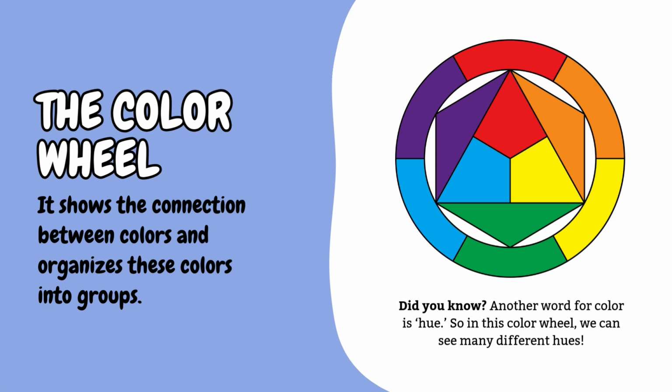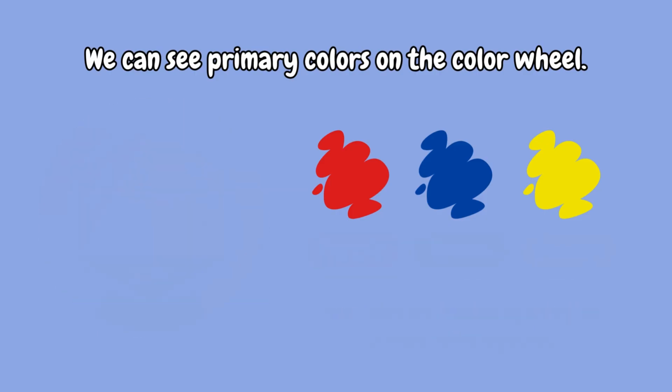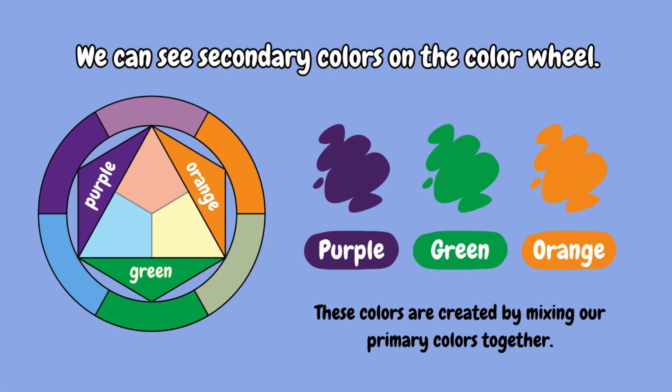So in this color wheel, we can see many different hues. We can see primary colors on the color wheel like red, blue, and yellow. Red, blue, and yellow are our primary colors, and we use them to make all of the other colors in the rainbow. That's why they're called primary, because they come first. The color wheel also shows us our secondary colors. Our secondary colors are purple, green, and orange. These colors are created by mixing our primary colors.